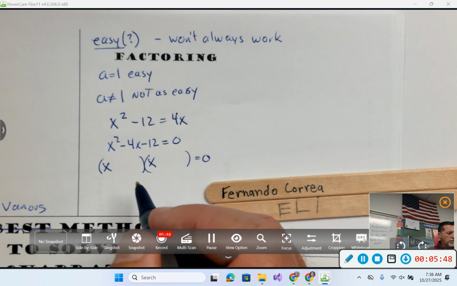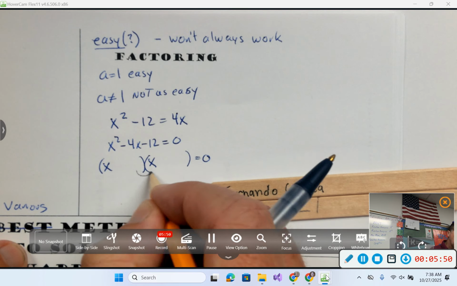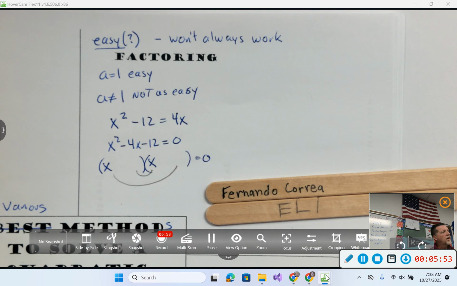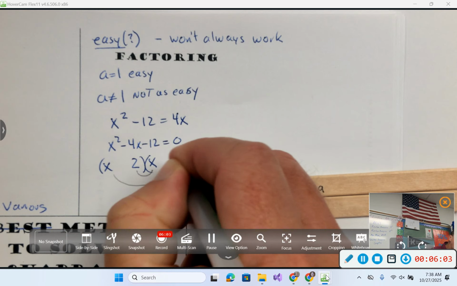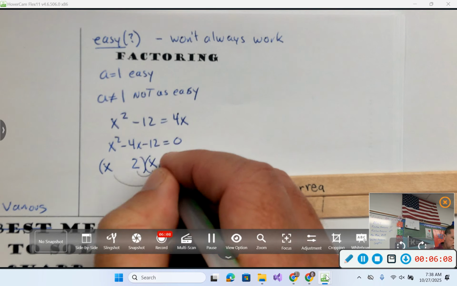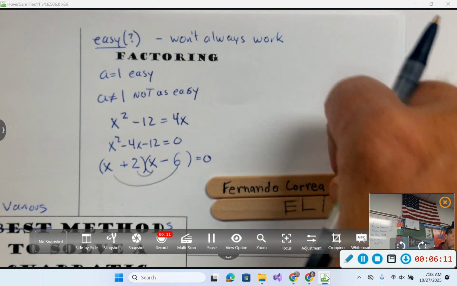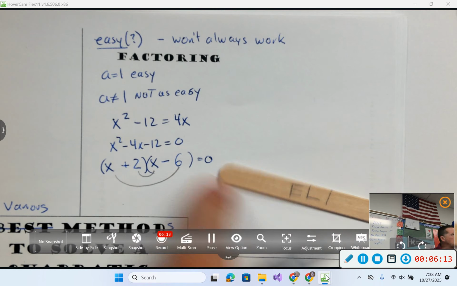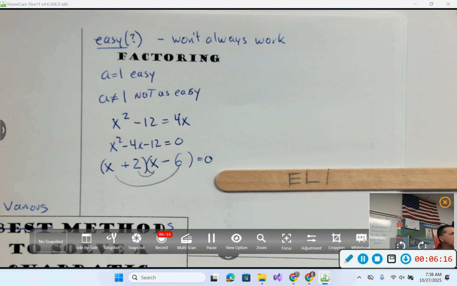So I need 2 numbers that multiply to negative 12 and add to negative 4. I'm thinking 2 and 6. I'm thinking that's probably right. What about the signs of 2 and 6? Negative 6 and positive 2. Good. Eli, am I done with the problem? Box it up, move on to the next one. Yeah, get the x by itself. So how would I do that? You could just jump to the answer if you'd like.